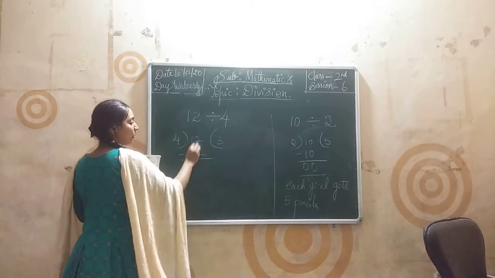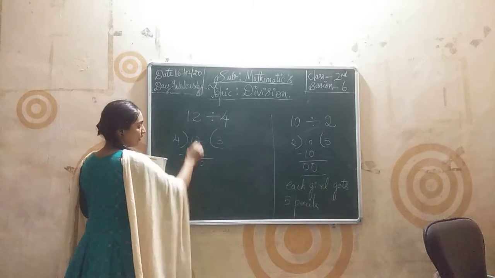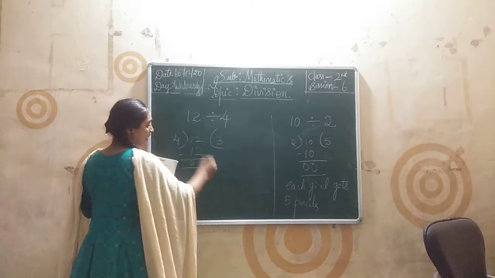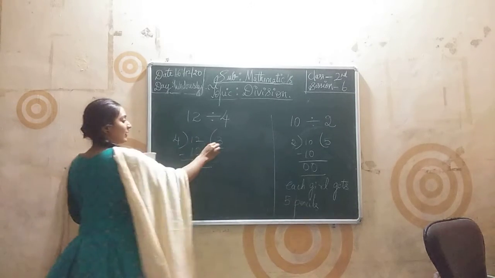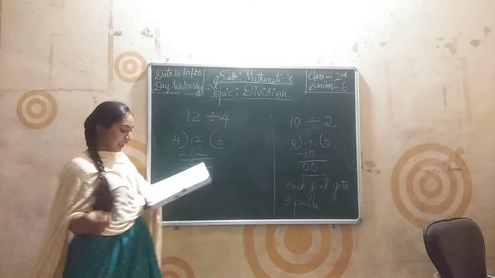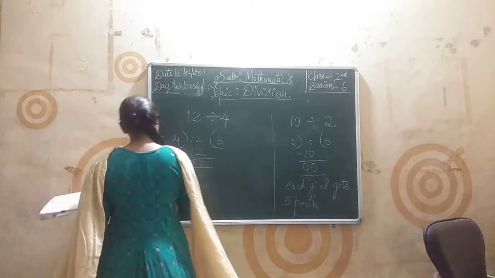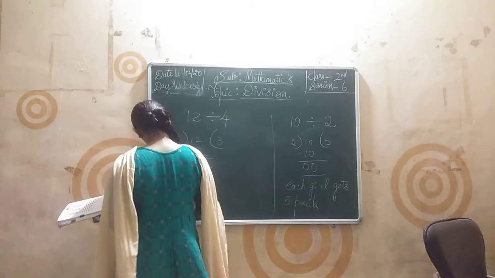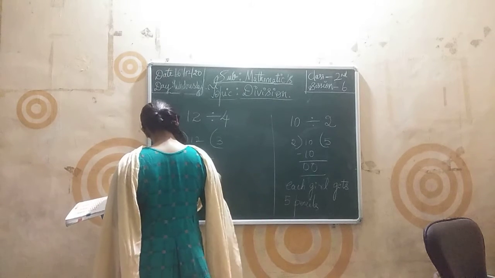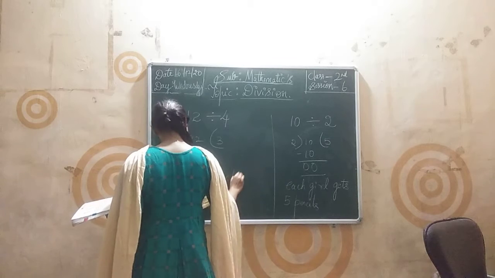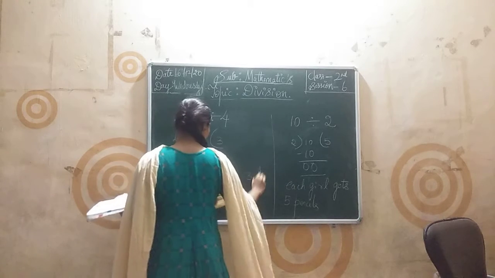4 threes are 12. 2 minus 2 is equal to 0. 1 minus 1 is equal to 0. So we got the answer that is 3. So that means here each child gets 3 hats.